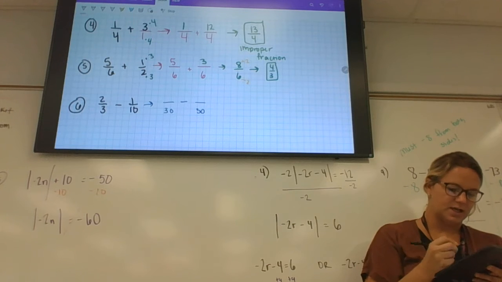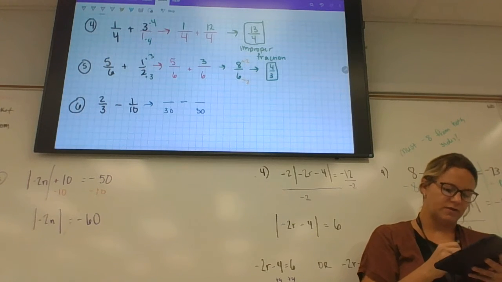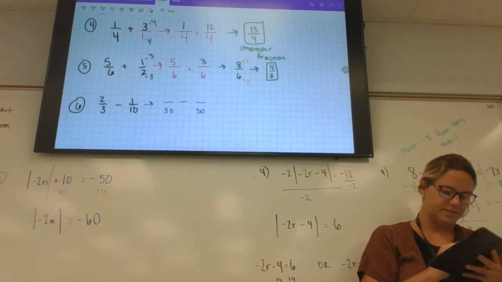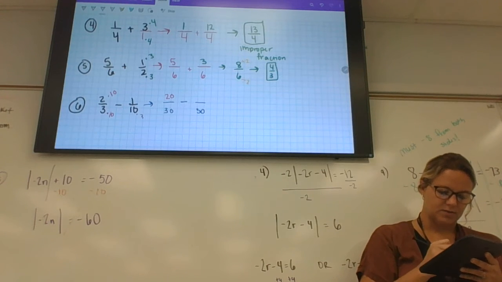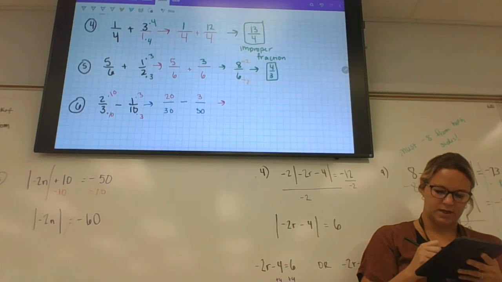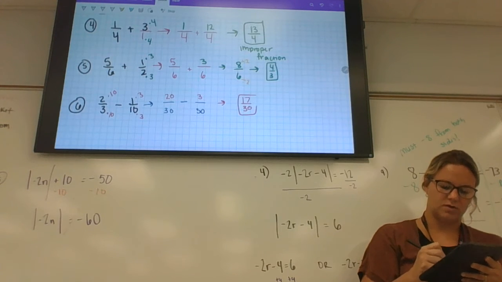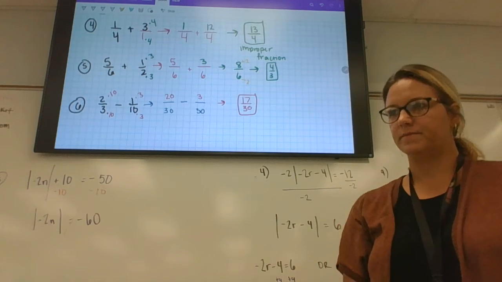Keep my minus sign. So what do we multiply the first fraction by, top and bottom? 10. 3 times 10 is 30, so we have to also multiply the top by 10. The second one, we have to multiply by 3. 20 minus 3. 17/30, final answer.